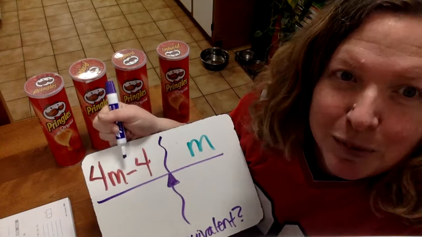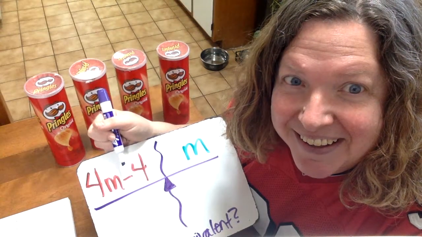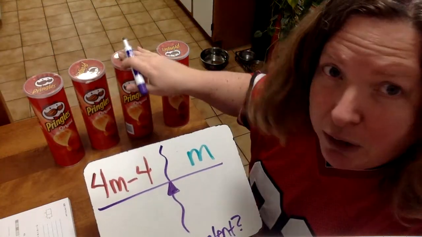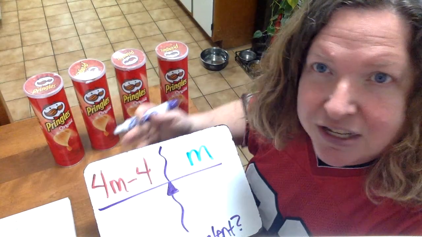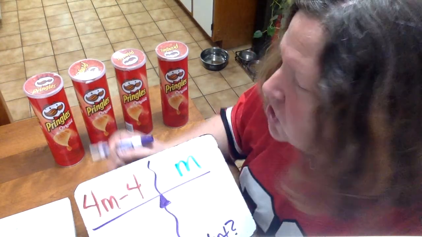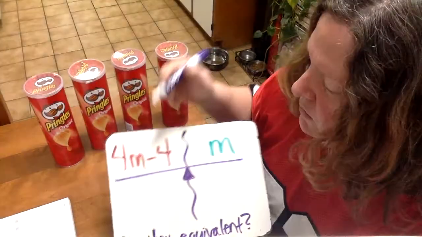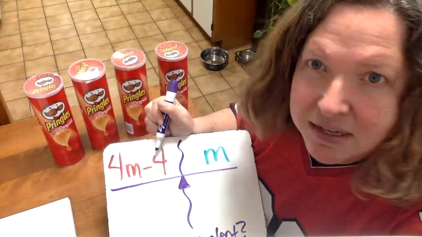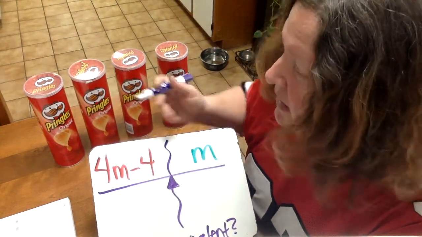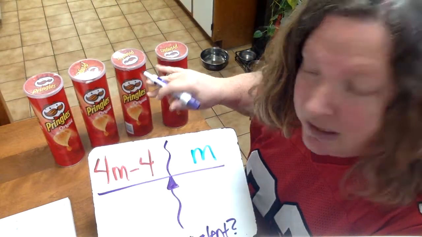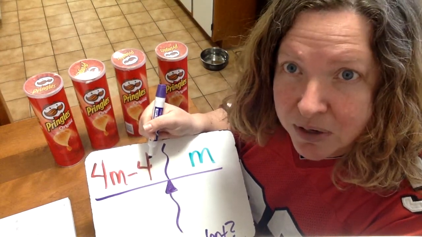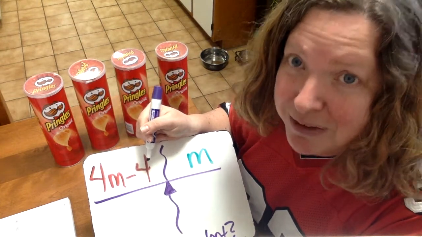But that's not the whole part of the problem. What else does it say? We have to take away 4. Does that mean we take away all 4 of those? In which case the answer would be 0. We're trying to figure out how many Pringles we have here. So we've got 4 groups of a mystery amount, and then we're taking away 4. It doesn't mean we're taking away 4 groups. That would just be 4m minus 4m, in which case it'll be 0. We just take them all away. It tells us we're taking 4. It's just a whole number. It's an individual number. What that means is we're actually taking away 4 Pringles.